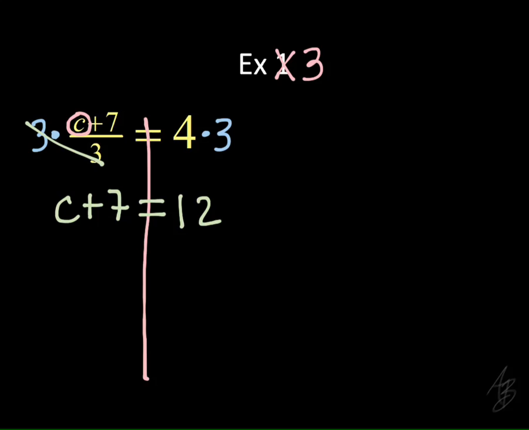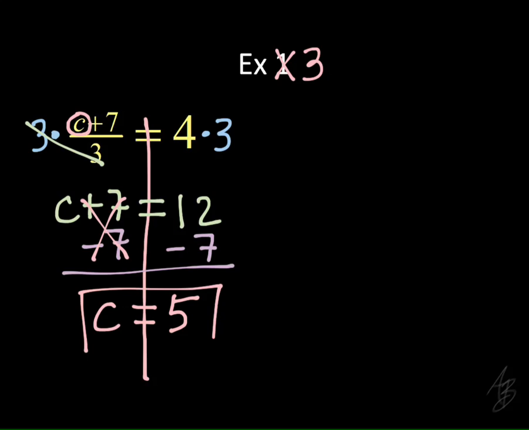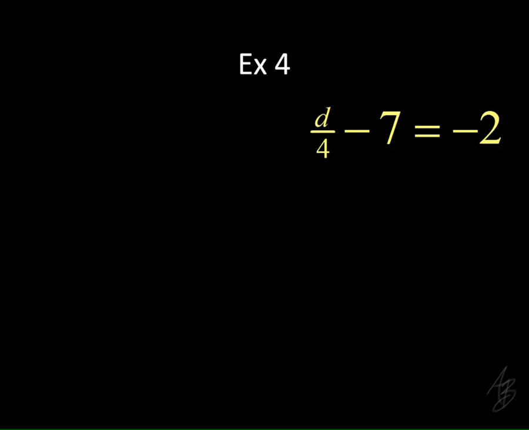All right, what next? Okay, yeah, we need to get rid of that plus 7. The opposite of that would be minus 7. The 7's cancel, so we get c by itself, and 5 on the right side. Okay, let's do one more then. So we have d over 4 minus 7 equals negative 2. What are we going to try to get by itself here?